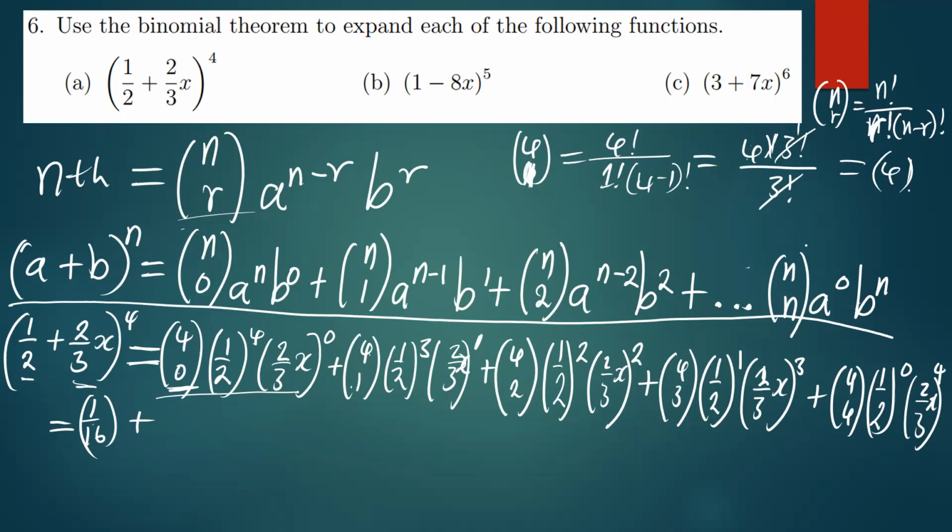So we have this part gives us what? 4. And then this one will give us 1 over 8. And this part will give us 2 over 3x. Then we say plus. We are done with this one. We move on to this one. So 4 choose 2. So 4 choose 2 is also simple.